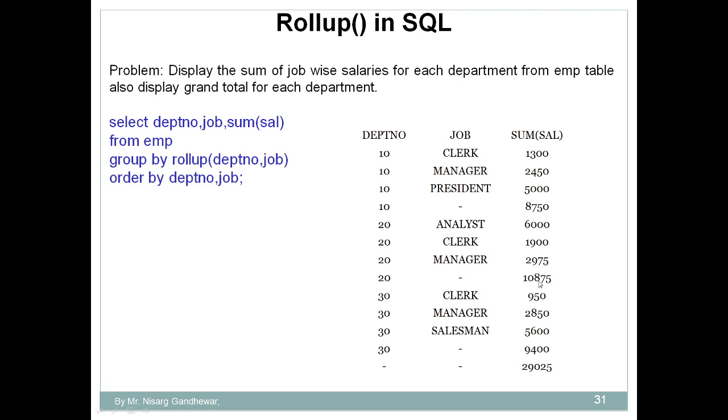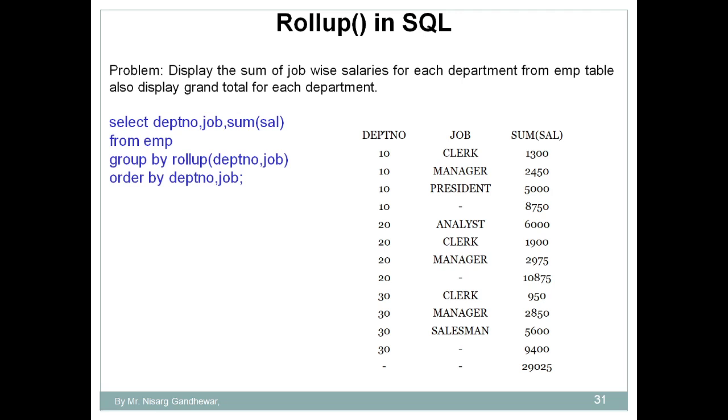Similarly 10,875, so this is a sum of these three, and 9400 is a sum of all these three. That means after each department if I want to display the total, then I need to apply rollup function, and finally 29025 is a sum of all this salary. It is a sum of all the salary from all the departments. So this is how we can display the grand total.